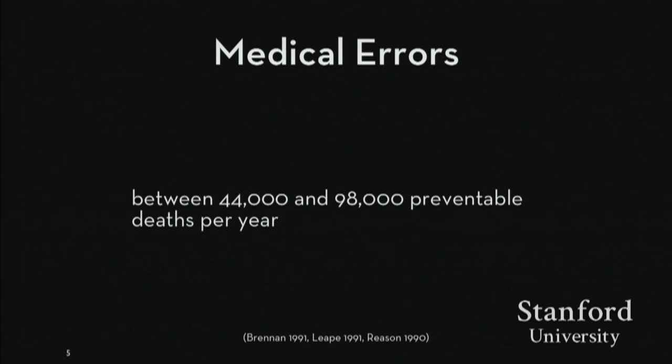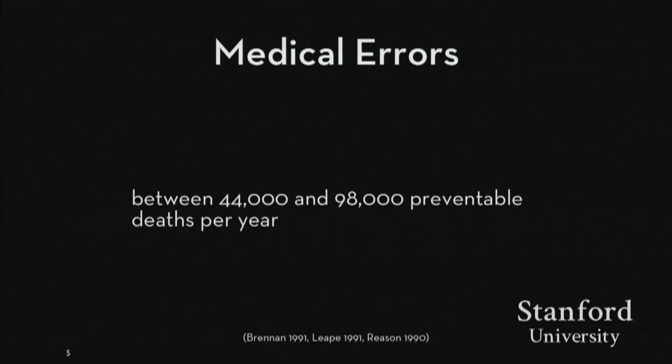So there's a very influential medical study called the Harvard study, which estimated that in the US, there were between 44,000 and 98,000 preventable deaths per year. So these are deaths where some kind of human error was involved. And here, error is defined as the failure of a planned action to be completed as intended, or the use of a wrong plan to achieve an aim.